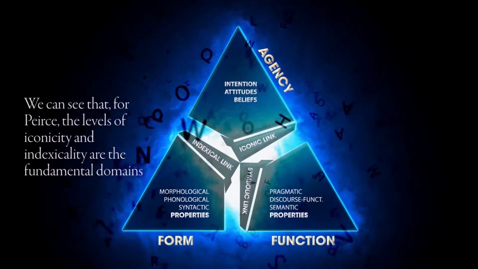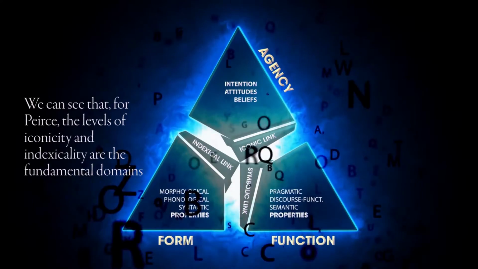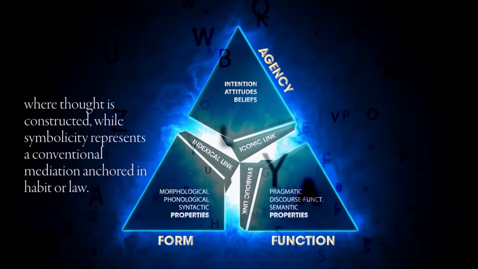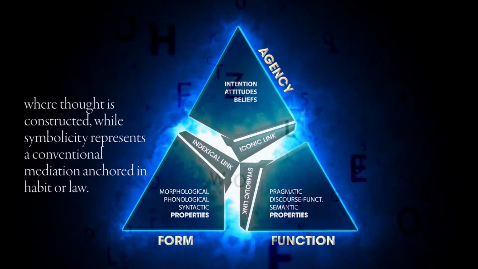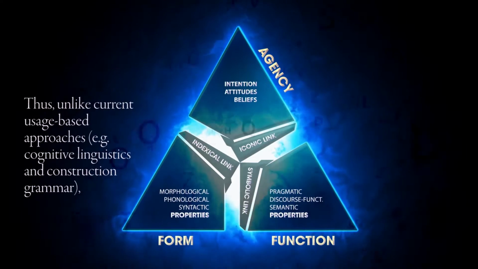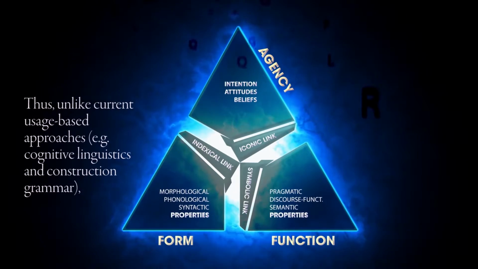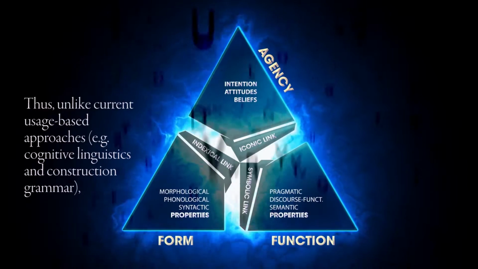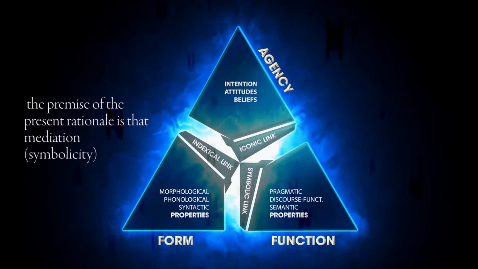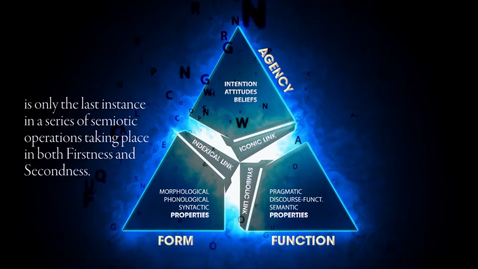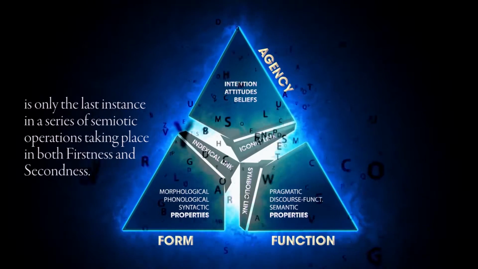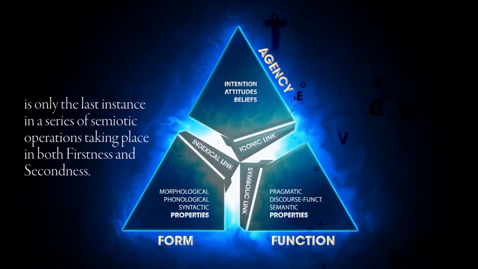We can see that, for Peirce, the levels of iconicity and indexicality are the fundamental domains where thought is constructed, while symbolicity represents a conventional mediation anchored in habit or law. Thus, unlike current usage-based approaches, e.g. cognitive linguistics and construction grammar, the premise of the present rationale is that mediation, symbolicity, is only the last instance in a series of semiotic operations taking place in both firstness and secondness.